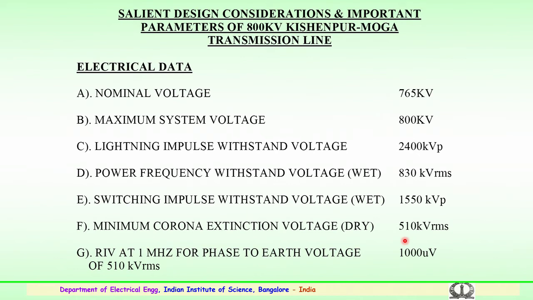The corona should not appear up to 510 kV for a 765 kV system, because the phase voltage will be approximately 510. Then the radio interference voltage, measured at 1 megahertz from phase to ground at 510 kV, should not exceed 1000 microvolts, that is 60 decibel across 1 microvolt. So, this is very important. These are some of the technical details for the first transmission tower which was erected in the country in 1996.